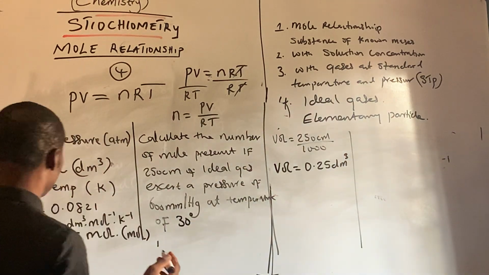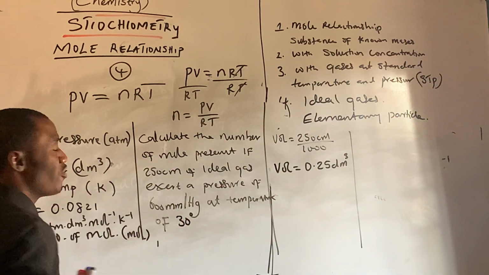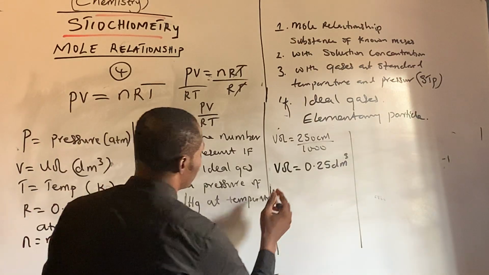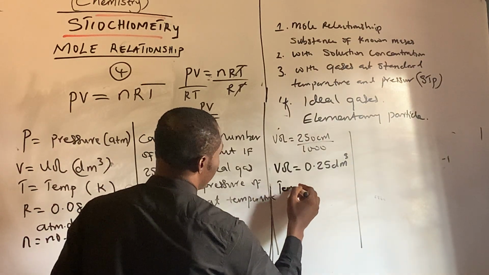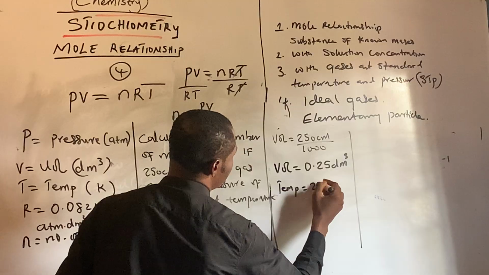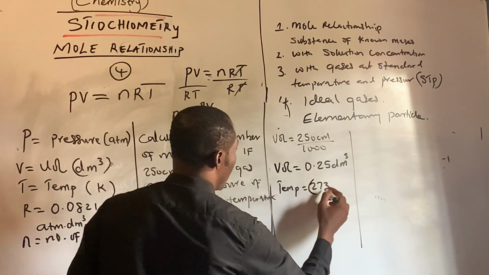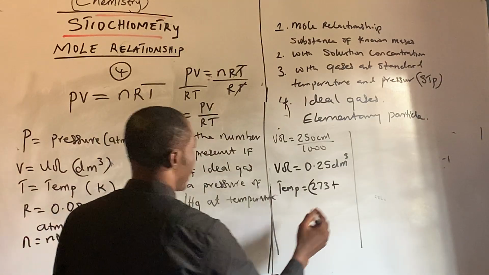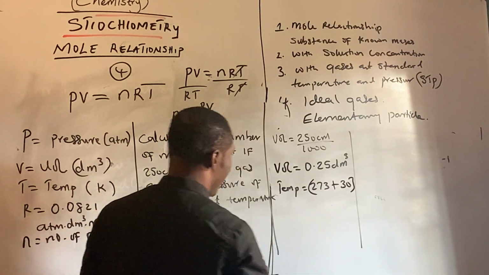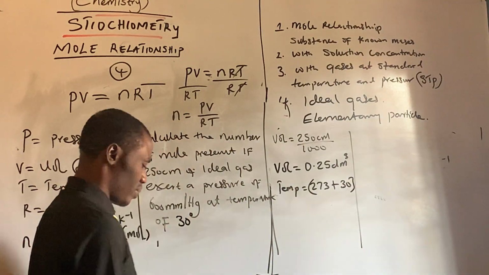What do I need to convert? Kelvin. Temperature is in degrees. Convert it to Kelvin. So the temperature in Kelvin is 273, which is the constant for Kelvin, plus 30. So what should I have? 273 plus 30 now.